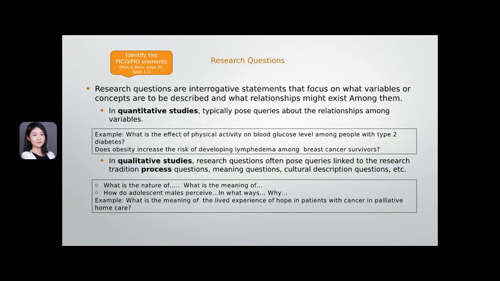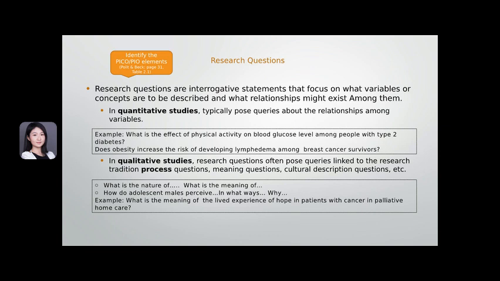In a quantitative study, the research question identifies the population under study and the key study variables, which are the PICO components, and the relationships among the variables. For example, does obesity increase the risk of developing lymphedema among breast cancer survivors? This question asks about the relationship between obesity and lymphedema incidence in a population of breast cancer survivors.